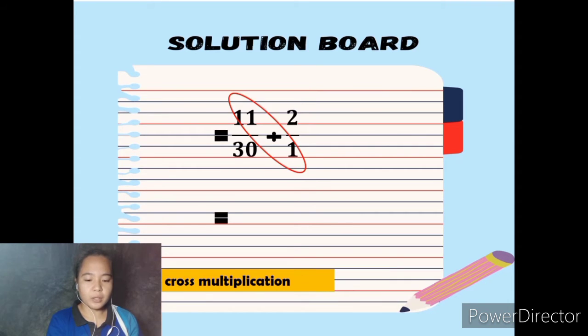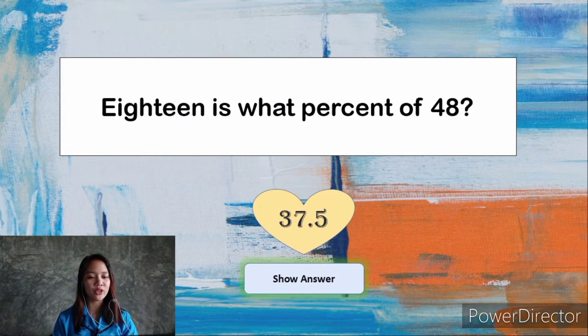Imagine there is 1 na denominator. So, do the cross multiplication. 11 times 1 is equal to 11. So, 2 times 30 is equal to 60. Kaya, ang sagot is 11/60.